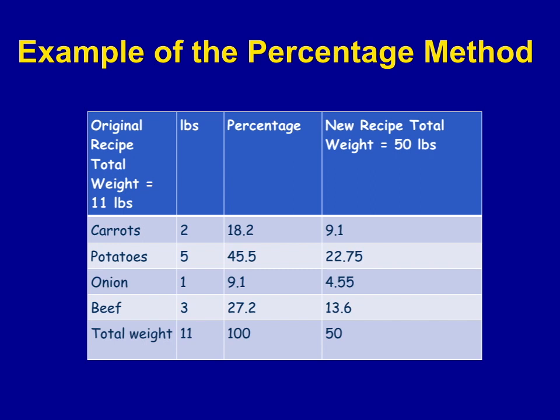So if we come to the final column here, if we wanted the new weight of the total recipe to be 50 pounds, we would multiply 50 by 18.2%, and our new weight for the carrots would be 9.1%. Excuse me, 9.1 pounds, not percent, 9.1 pounds.